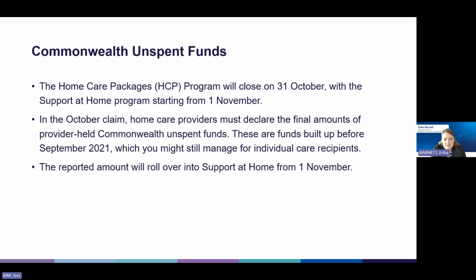So as everyone knows, the Commonwealth unspent funds need to be worked out for our home care package participants to allow them to transition effectively to supported home. The existing program, HCP, will close on the 31st, and our new program starts on the 1st. So as part of October claims, home care providers need to declare the final amounts of provider-held Commonwealth unspent funds, and those are things that have been built up before September 2021, where some arrangements changed, where you might still be managing them if you've chosen to go that pathway. So that reported amount will roll over into supported home from 1 November. Thanks.